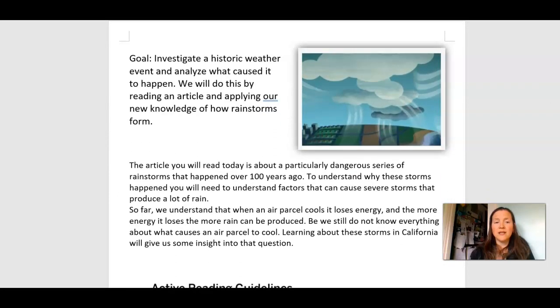So what are we doing today? Our goal today is to investigate a historic weather event and analyze what caused it to happen. We will do this by reading an article and applying our new knowledge of how rainstorms form.